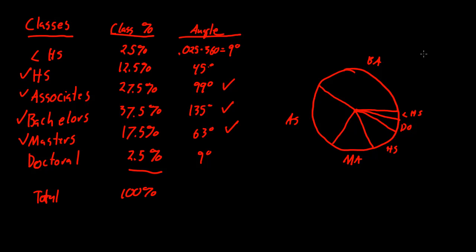And again, you're going to want to use a compass and a protractor to be able to create perfect circles and the appropriate angles. But just to give you an idea about how you can go about creating that, we can use the formula of multiplying the class relative frequency by 360 degrees to get the appropriate angle.